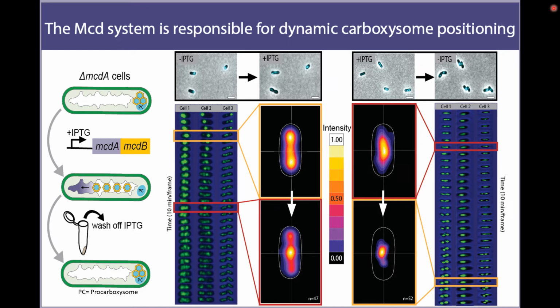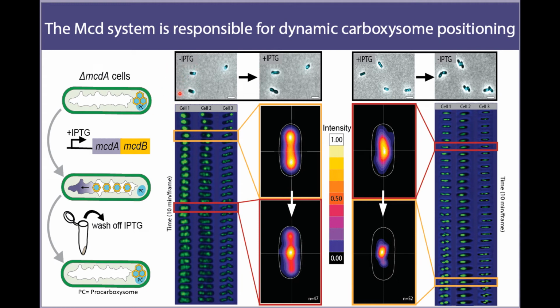So our results here are really striking, and they demonstrate how the dynamic positioning of carboxysomes across the nucleoid is entirely dependent on the presence of both MCD components. So it's apparent that the MCD system is really clearly linked to dynamic carboxysome positioning. However, going forward, we really want to parse out MCDAB's mechanism of association during de novo carboxysome assembly. It's currently thought that the life cycle of a carboxysome is as follows.